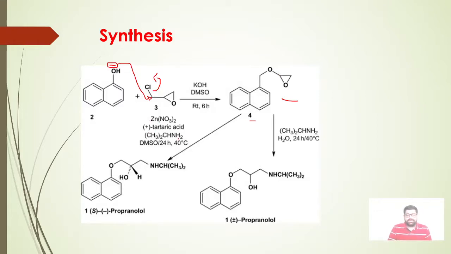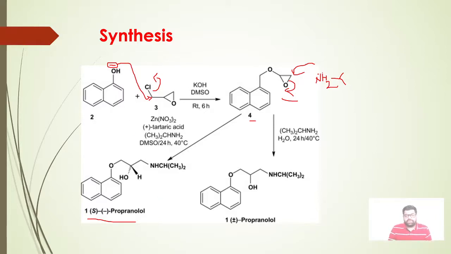When the treatment with isopropylamine is done over this epoxide, we get the epoxide opening by this isopropylamine. So we have this isopropylamine over here. This NH2 will attack on the carbon of this epoxide and the epoxide will be opened. Once we get the epoxide opening, then after resolution we get our final product, that is S-propranolol drug. So just a two-step synthesis.